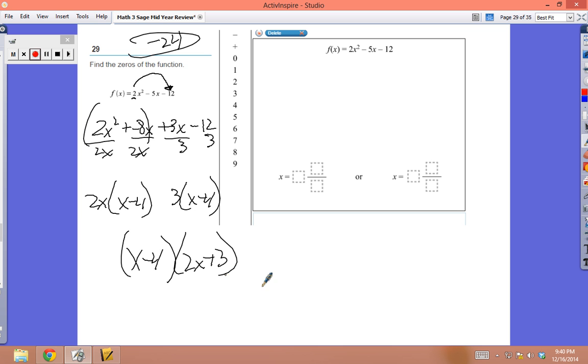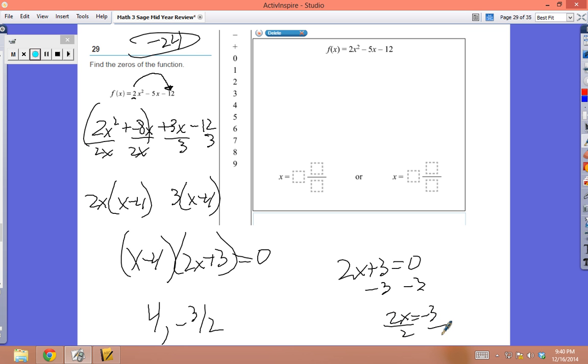So your zeros will be 4 and negative 3 halves. Because 2x plus 3 equals 0, minus 3, minus 3. 2x equals minus 3, divided by 2, divided by 2, so it's going to be minus 3 halves. So it is a plus 4 over 1, or it's a minus 3 over 2.